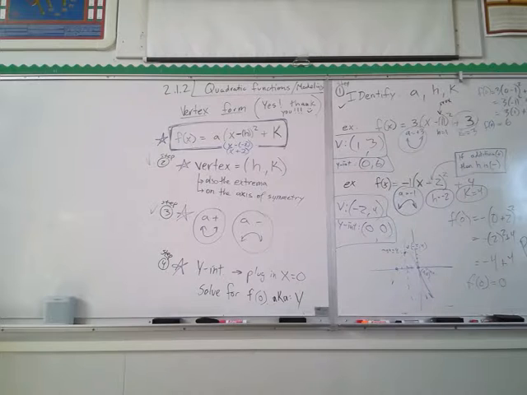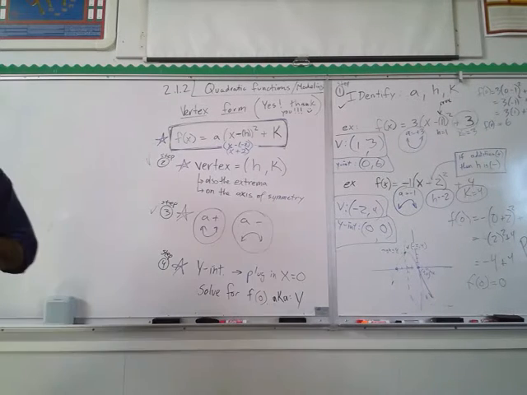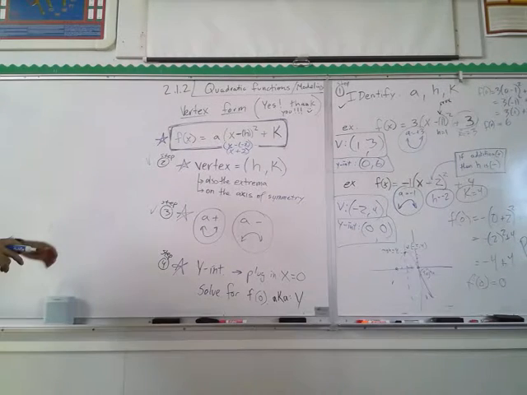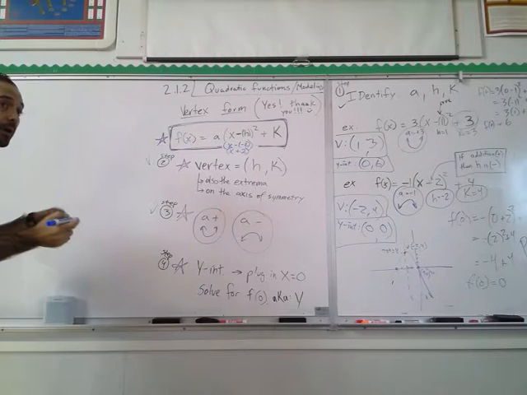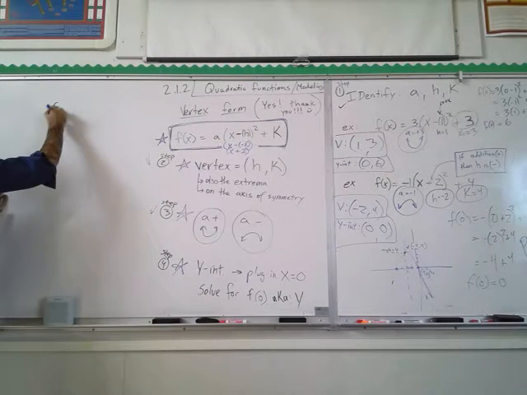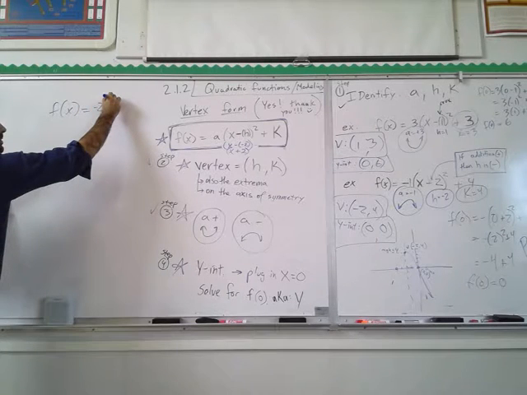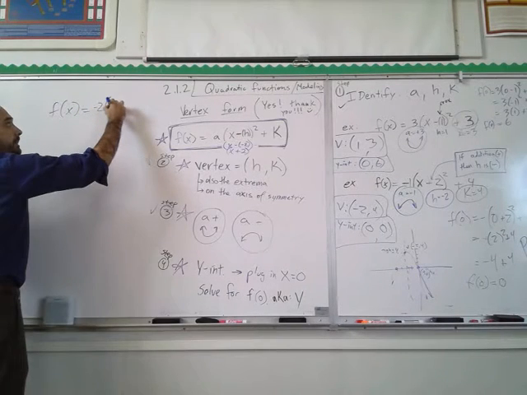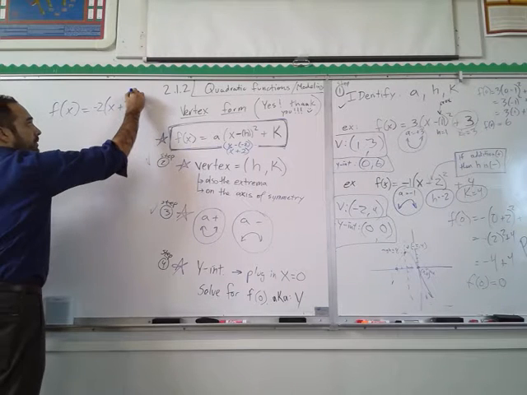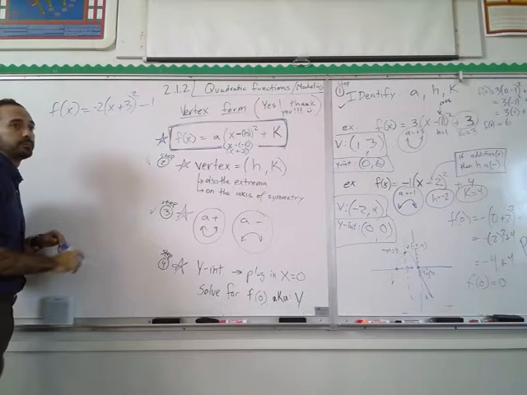All right, so we're doing one more sample problem. Let's do this problem right here. f(x) = -2(x + 3)² - 1. I like this one better, because you can get through it faster. Any of these work.